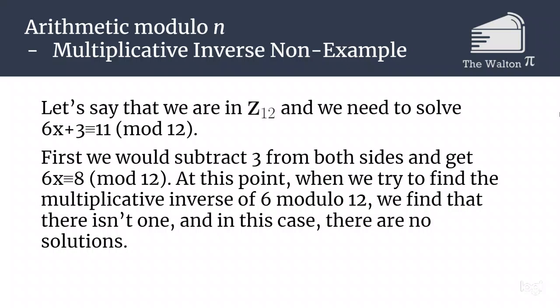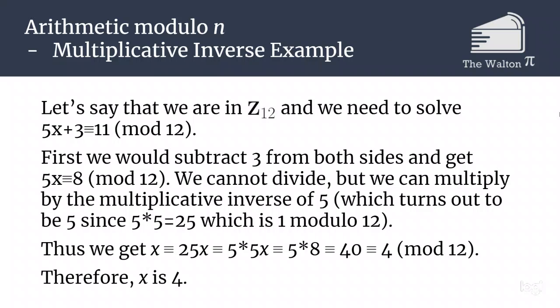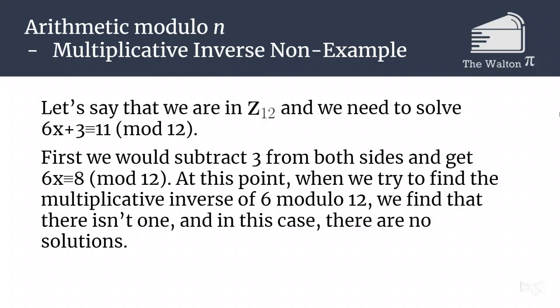Let's say that we were solving pretty much the exact same thing, except instead of 5x plus 3, it is now 6x plus 3 is congruent to 11. So, again, we would subtract 3 from both sides, and we'd get 6x is congruent to 8 modulo 12. But when we try to find the multiplicative inverse of 6, there isn't one. We can't find any valid multiplicative inverse.